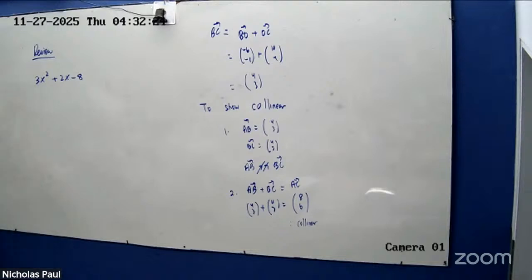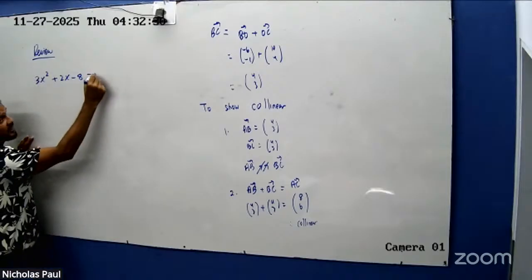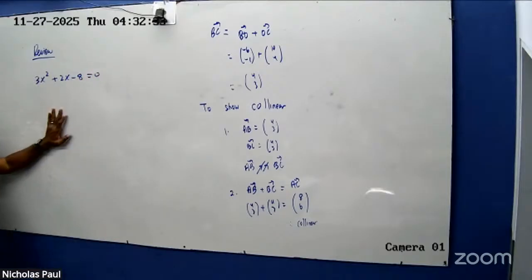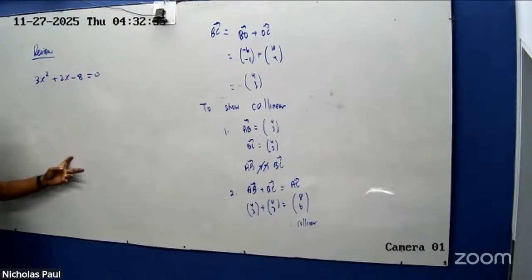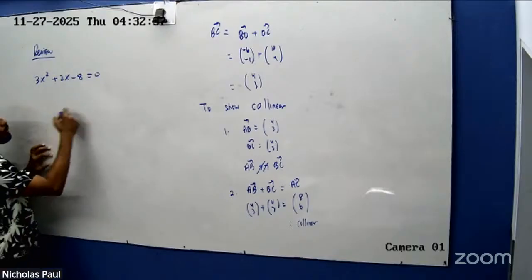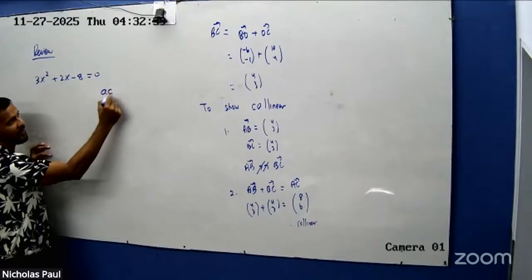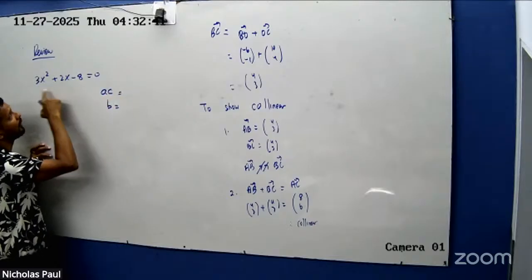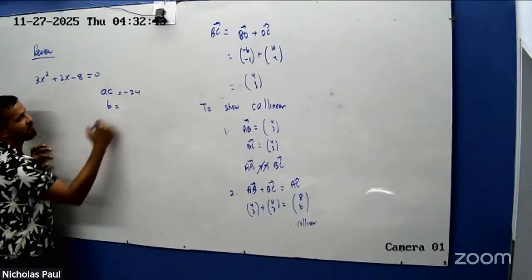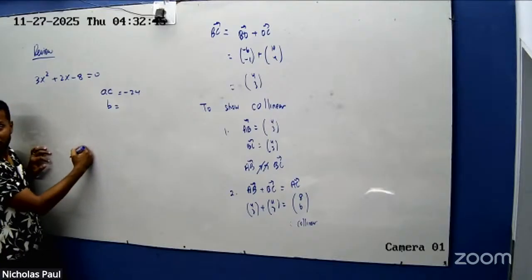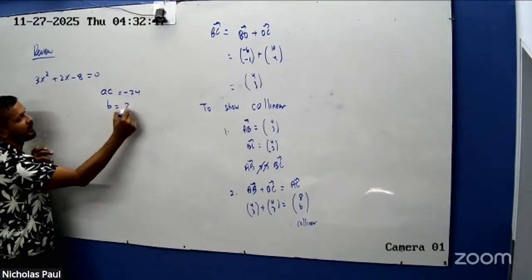Right. So we want to solve this using the factorization method. How do we solve a quadratic? We factorize, then we solve. How do we factorize again? We multiply A by C, that's minus 24, and we write B.